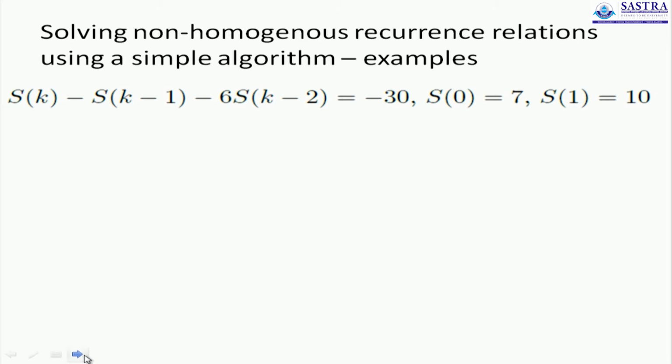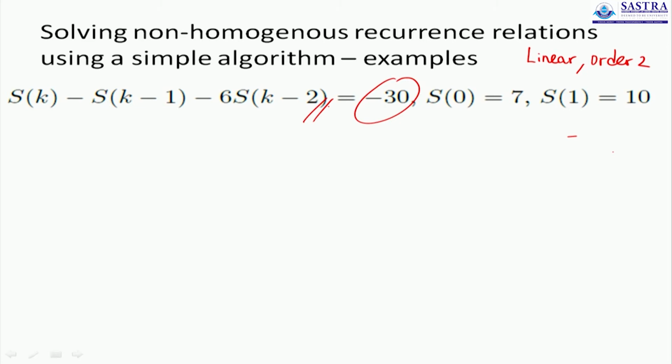Look at this. Let us try and write its nature and order. This RR is clearly linear. This RR is also non-homogeneous because there is a constant involved, minus 30, and this RR is of order 2 because the last index is at 2. There are two constants given and S of k depends on two consecutive terms. Therefore, you see that it is of order 2. Now, we will try and solve this RR.